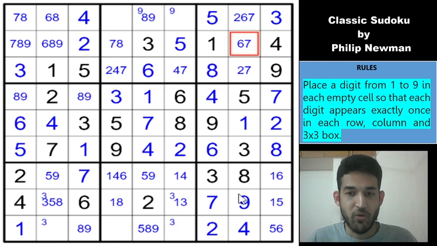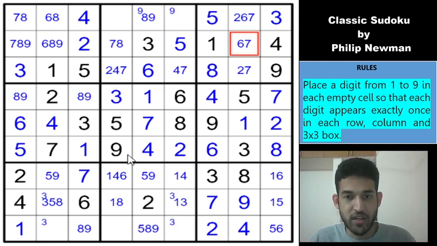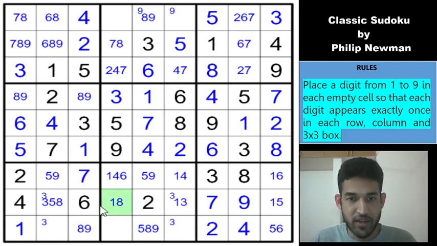Okay. Wow, we have a really nice logic at this point in the grid, which we have even covered in one of your previous videos. We have what we call a finned X-wing, right? So I'll highlight the cells and illustrate the concept better. In row 8, 8 is in only these 2 cells, right? No other cell can take the 8.